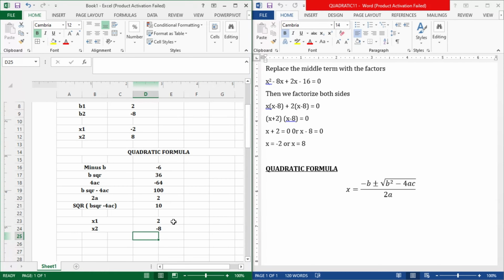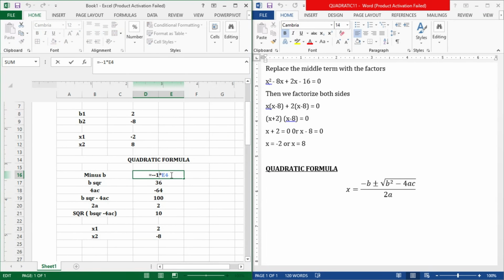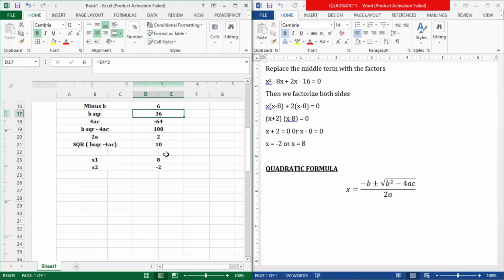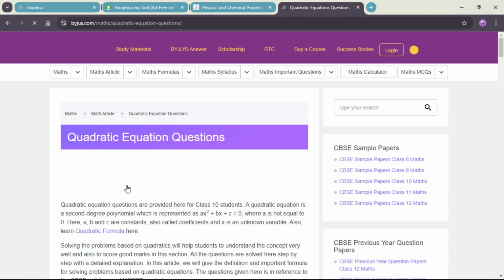We have made a mistake, which is why our results are different. Let's correct that and note that while programming, we need to be very careful. Let's find a random example online and try with our programming.